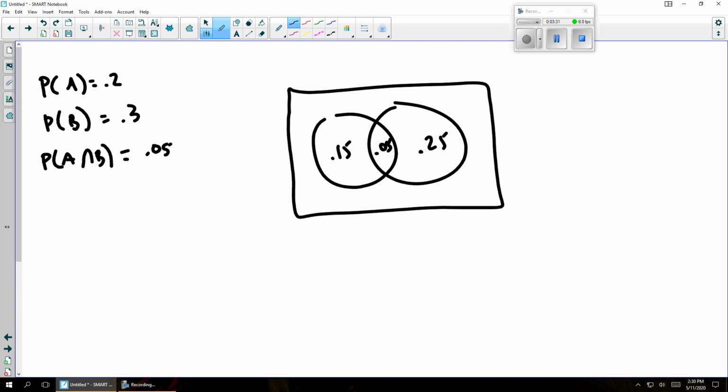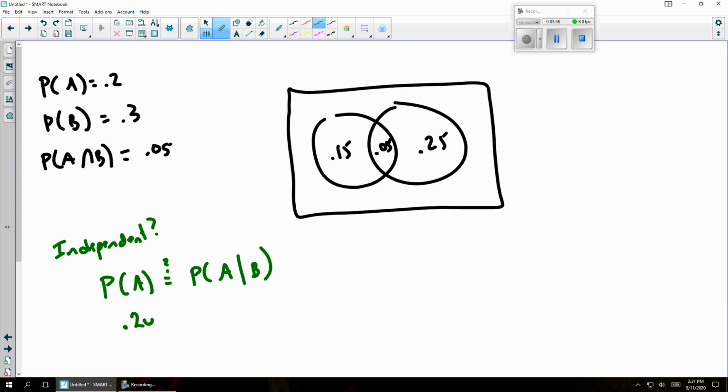And so my questions are: are A and B independent, and are A and B disjoint? So let's address the independence first. So independent? If so, then the probability of A is the same as the probability of A given B. So the probability of A, we know from the givens, is 20%. Now the probability of A given B. So focus for a second just on B. That's this region. And so that's 30%.